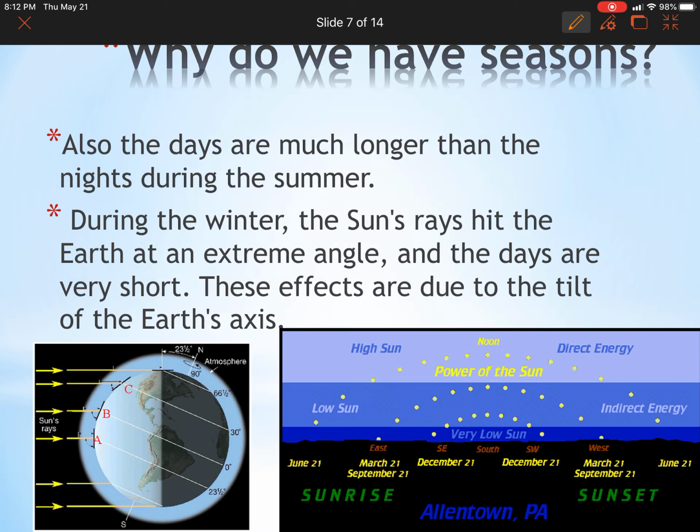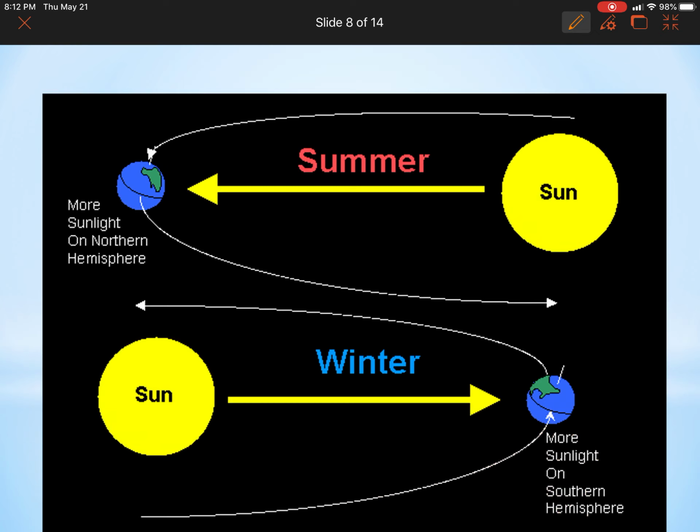Okay, the days are much longer than the nights in the summer. During winter, the sun's rays hit the earth at an extreme angle, so it's not direct at all. It's on an extreme angle, and the days are very short. These effects are due to the tilt of the Earth's axis. So that is the most important thing. Please remember that point. The reason we have seasons is due to the tilt of the Earth's axis.